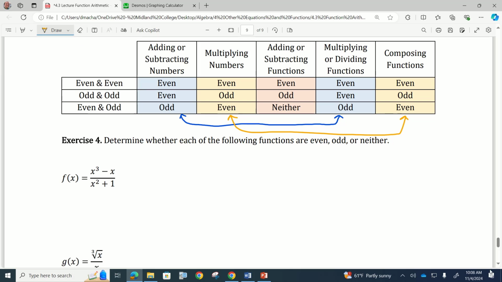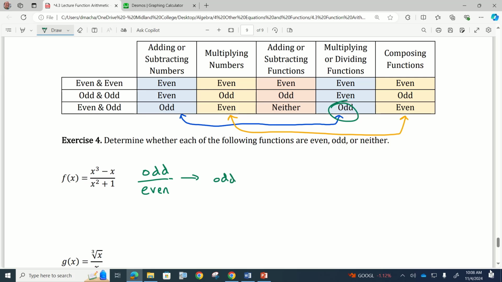So when you're doing your homework and you've got exercise 4, or if this is a test question, you can just use the test: plug in negative x into the argument and see if you get the function back, or see if you get the negative of the function. That always works. But as a shortcut, I might think this is an odd function divided by an even function, and an odd function divided by an even function should be odd.